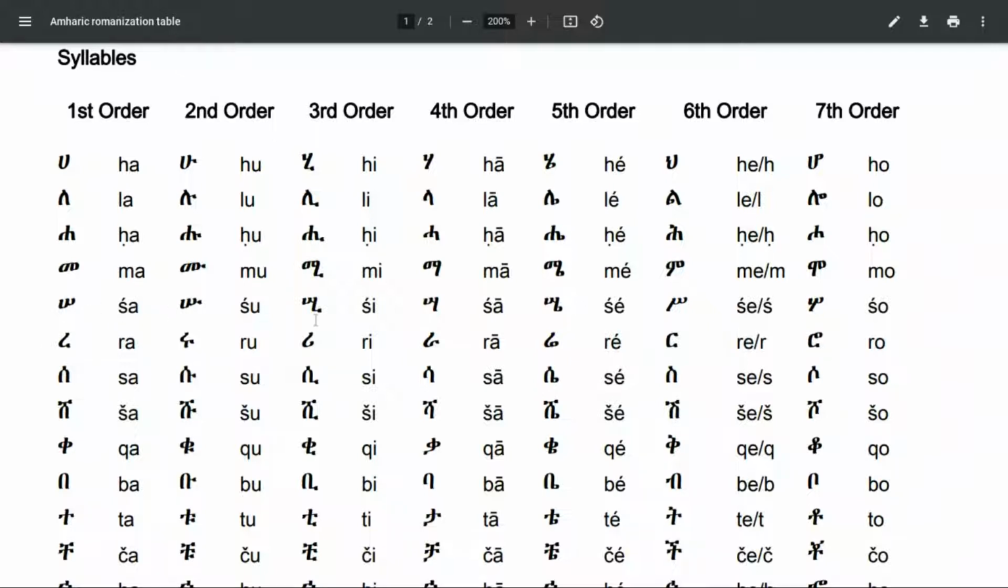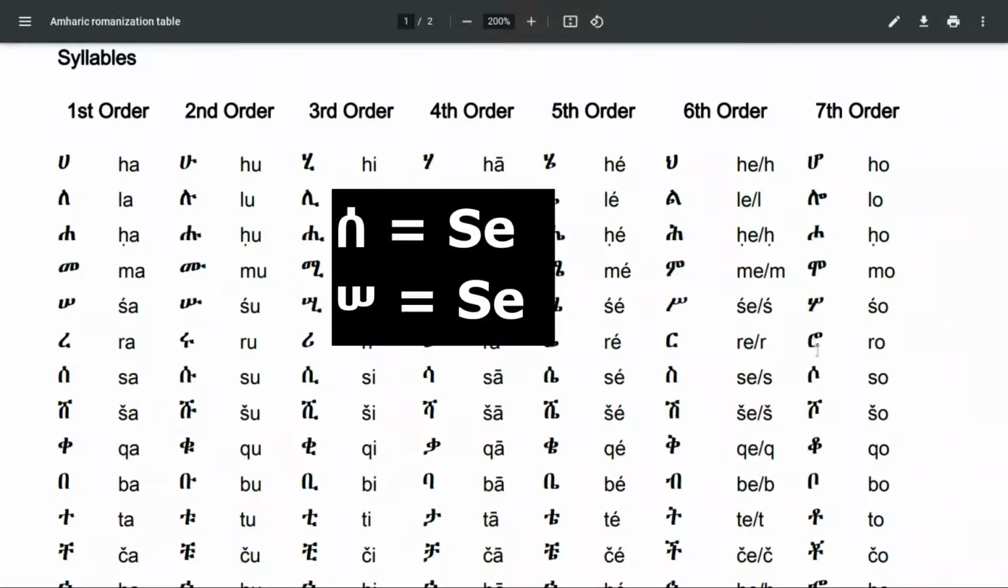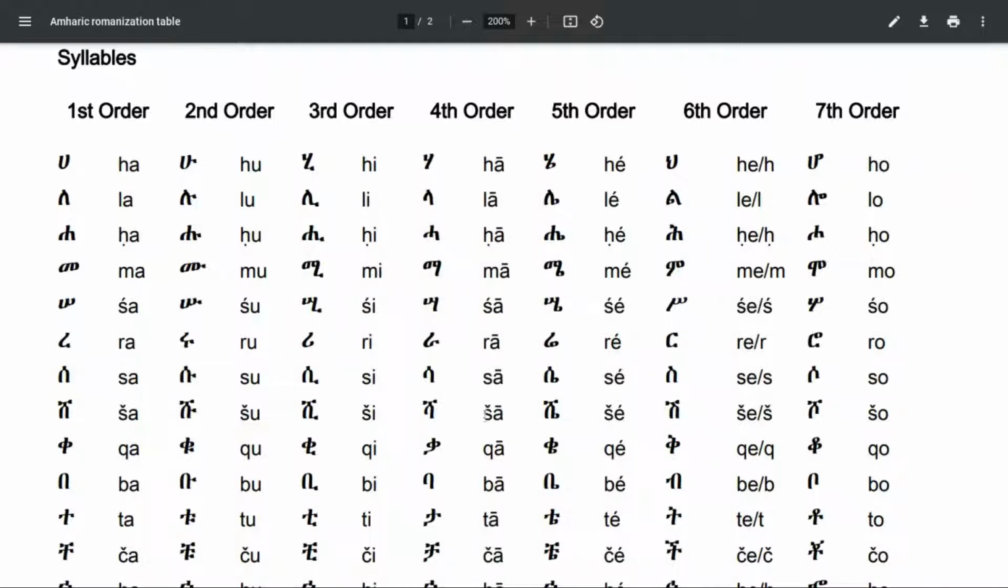S, su, si, sa, se, s, so. R, ru, ri, ra, re, r, ro. S, su, si, sa, se, s, so. There are 2 types of s, only 2. Sh, shu, shi, sha, she, sh, sho.